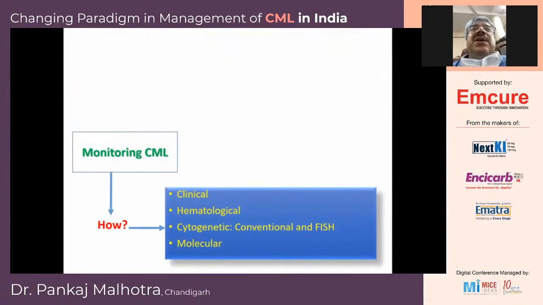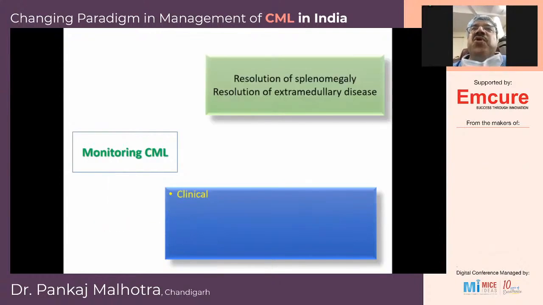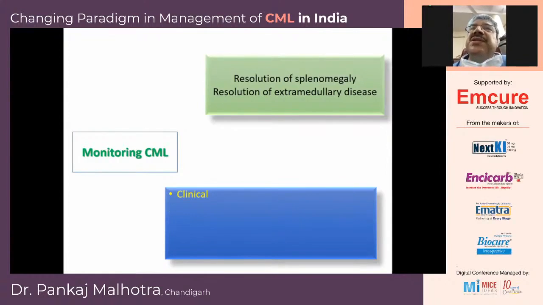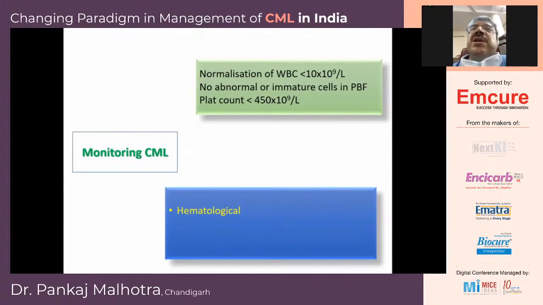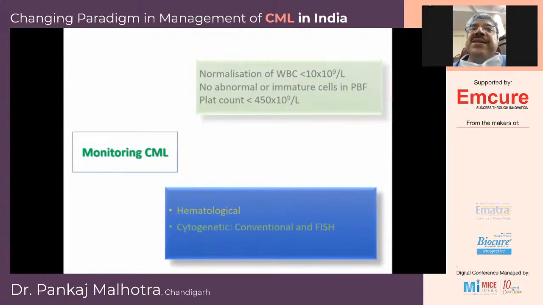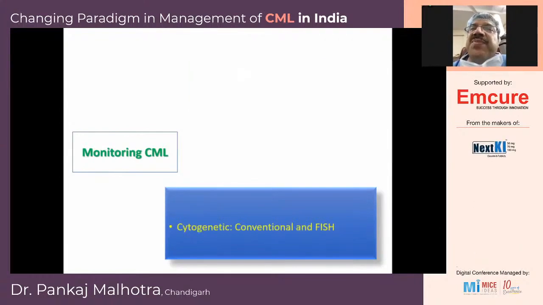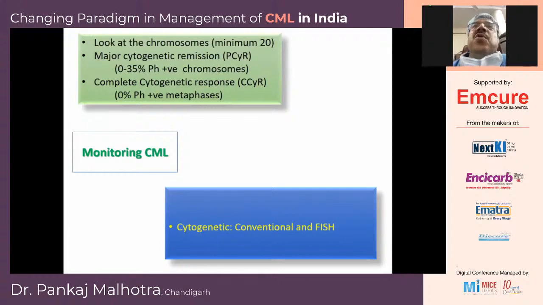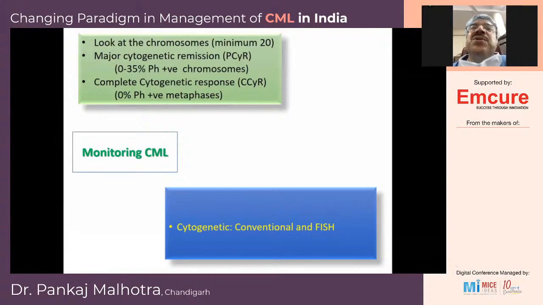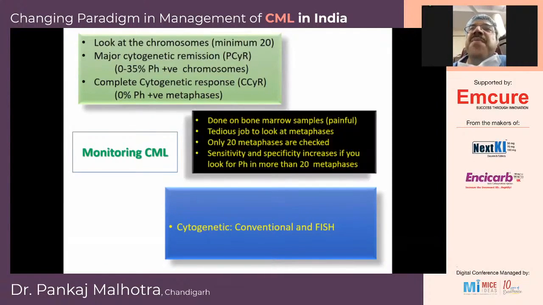So let's go to the monitoring, and we will discuss what is the clinical monitoring. The clinical monitoring is done by resolution of splenomegaly and resolution of extramedullary disease, if there is any. The hematological remission is when there is a normalization of WBC count and there are no abnormal or immature cells in the peripheral blood film, and the platelet counts are less than 4.5 lakhs. Then cytogenetics is done by conventional and FISH by looking at the chromosomes, and we have major cytogenetic remission and complete cytogenetic response when there are 0% Philadelphia positive metaphases.